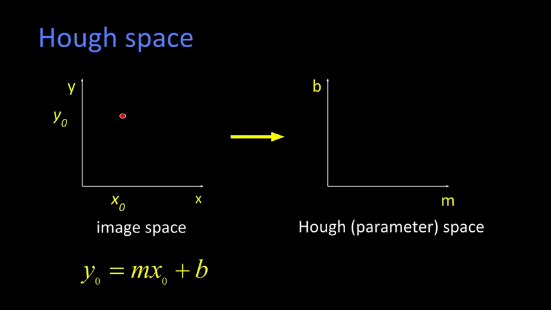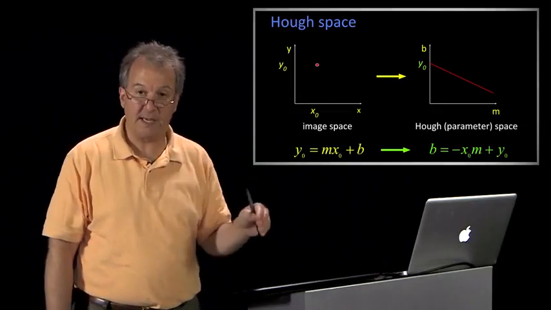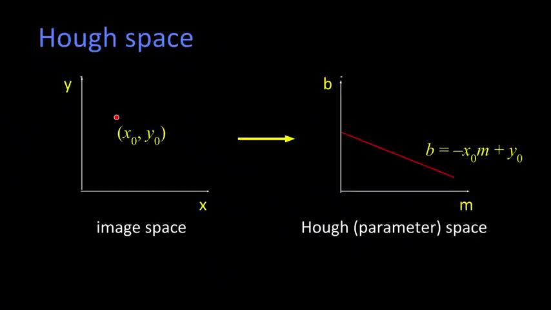Well, with some very simple algebraic rearrangement, that becomes b equals minus x0 m plus y0. That's the equation of a line in m-b space. In fact, it's a line with slope negative x0 and intercept y0. Okay, so the idea here is that a point in image space is a line in Hough space. This is the duality. Well, if we have one point, what happens if we have a second point, (x1, y1)?